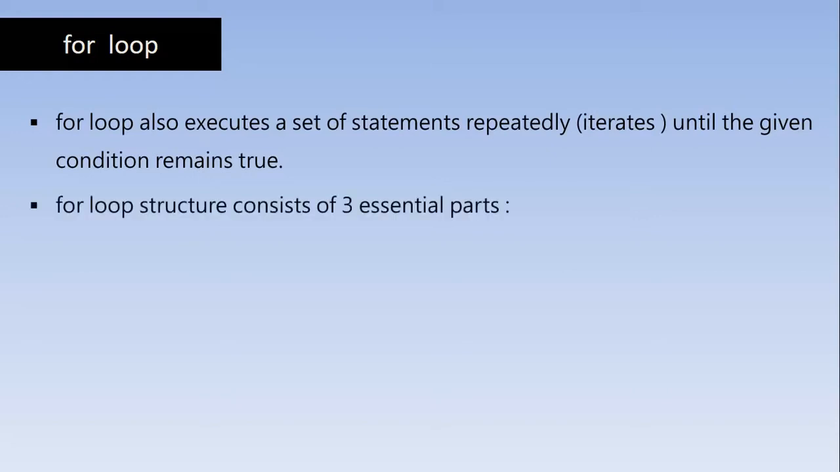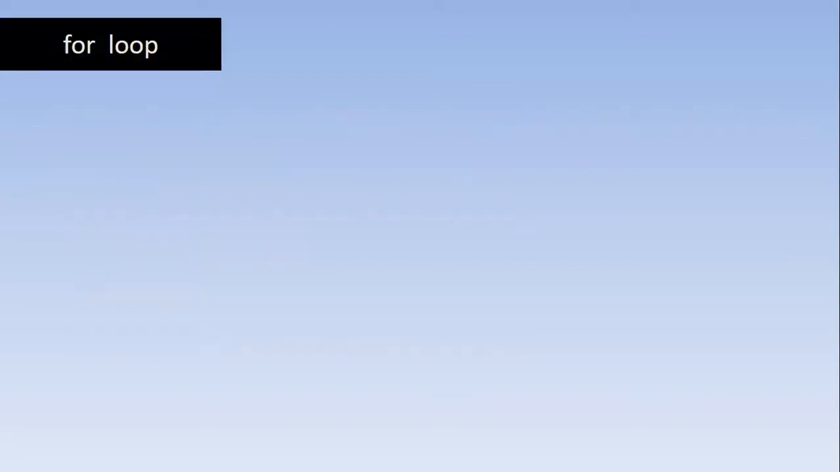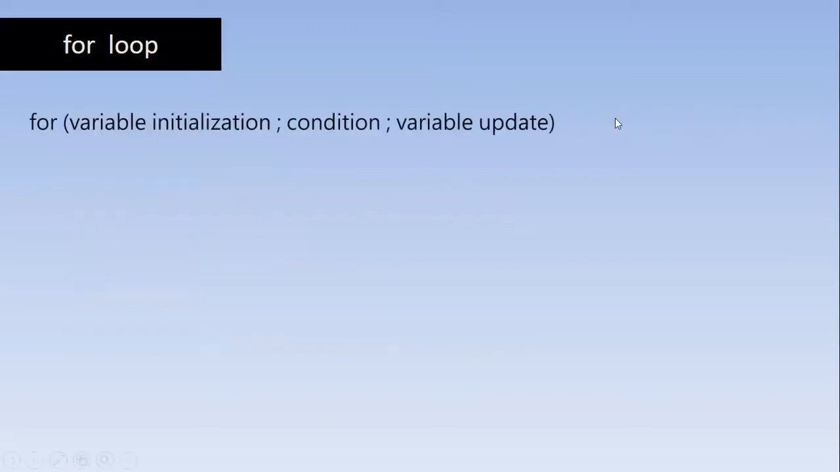The for structure consists of three essential parts. One is variable initialization, second is the condition, and the third one is variable update, where we increment or decrement the for variable. So there are three parts in the for loop which are very important, and we'll combine all three together in a single statement like this. As you can see on the screen, in the first statement we put the keyword for, followed by parentheses, inside which we'll have the three different parts of the for loop.